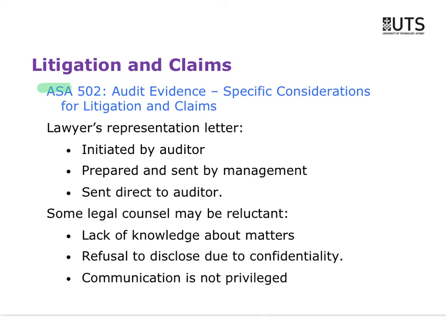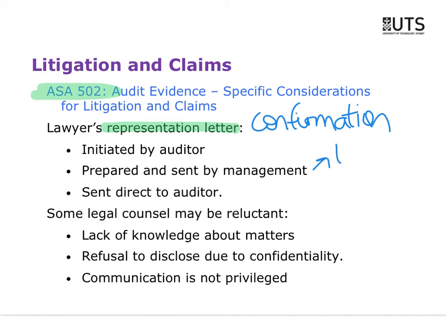So this is so important that we actually have our own ASA for it, ASA 502, about considerations for legal claims. And we ask for something called a representation letter. A representation letter is really just a form of confirmation, right? Where the auditor says, management, can you please write a letter to the lawyer? So management will write to legal and they will say, dear legal, we give you permission to disclose to the auditor information about the legal cases that we're currently involved in. And then that is sent directly to the auditor. Why do we want it sent directly to the auditor?